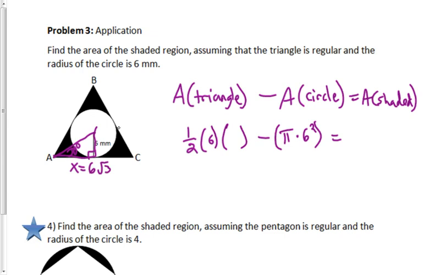And we have x here, x here, x here, x here, and x here. So we have 6 of those because it's half of one of the sides. So we have to multiply that by 6. So the perimeter would be 36 square roots of 3. Now you can do the math. 1/2 times 6 times 36 square roots of 3 minus pi times 36 would get you the area of the shaded region. All right, that's how you'd set it up.